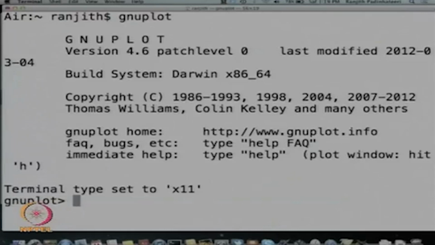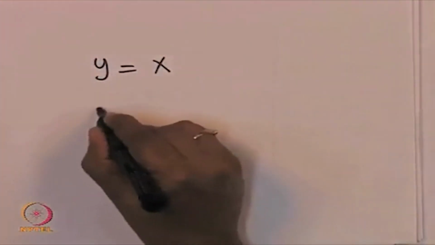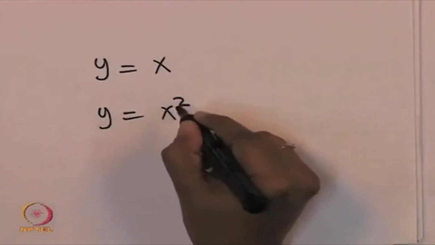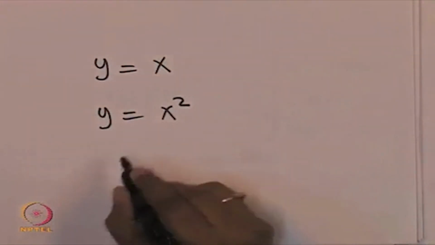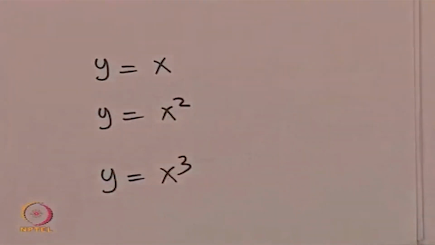In such a window, what you have to do is just plot. So, let us see how to plot simple functions. The first thing we will learn is plotting a linear function. Let us say, plot f of x is equal to x. The first thing we will plot here is y is equal to x. Then we will see y is equal to x square, and then y is equal to x cube. So, let us see how these three things work first.